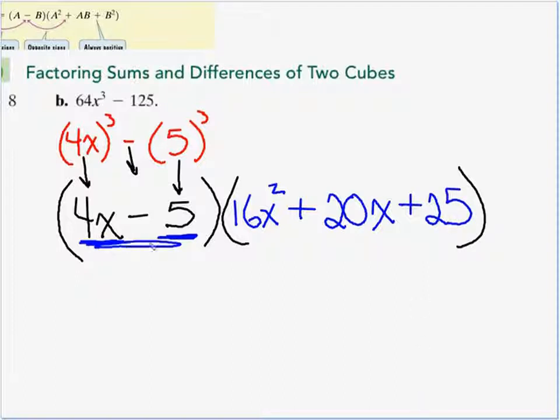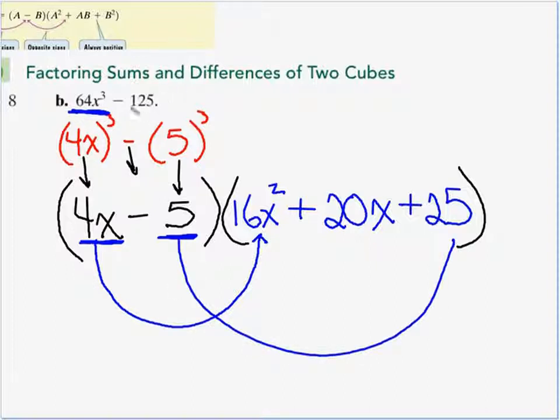So again, we have our binomial times a trinomial. And just in case you missed the squaring stuff, you can always do a quick check like this. Just do the first term times the first term. 4x times 16x squared is 64x cubed. 5 times 25 is 125. So just in case you brought over this as a 5 and not a 5 squared, you'd catch your mistake there. Or if you just brought over this as a 4x squared, you'd catch your mistake there.